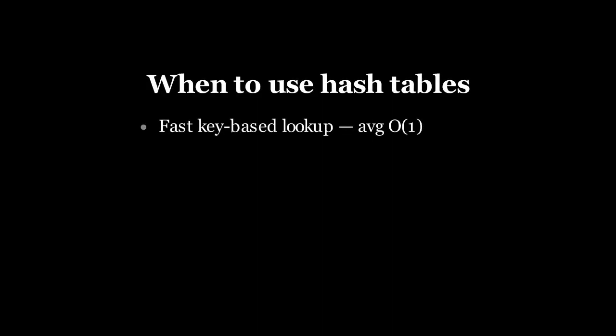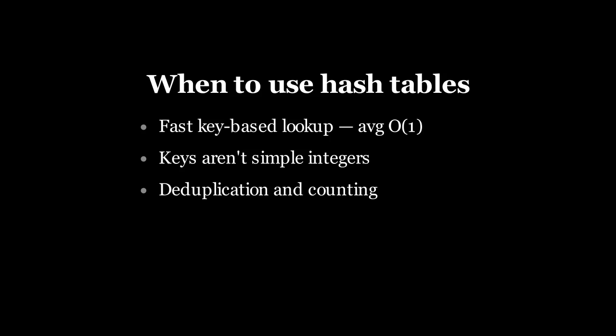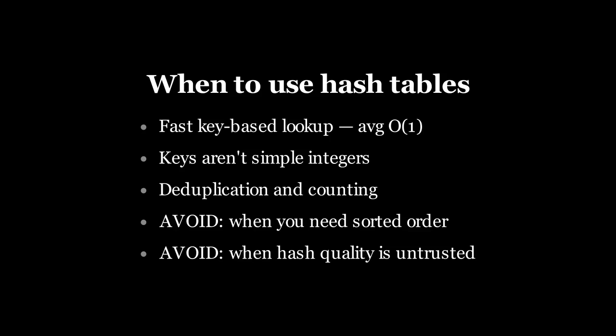When should you reach for a hash table? Use one for fast lookups by key, average O of 1. Use it when keys aren't naturally ordered numbers. Use it for deduplication and counting. Avoid it when you need things in sorted order, that's what trees and sorted lists are for. And remember, worst case is still O of n if your hash function is poor or someone crafts adversarial inputs.